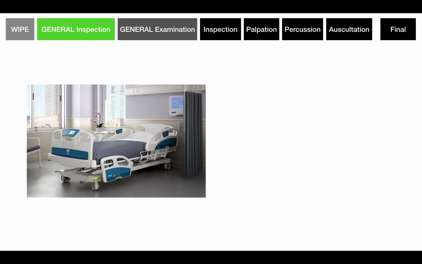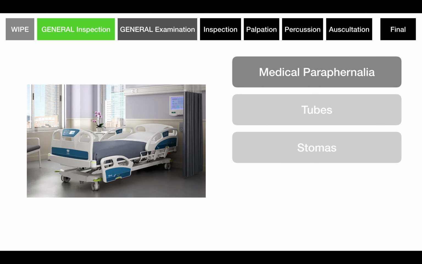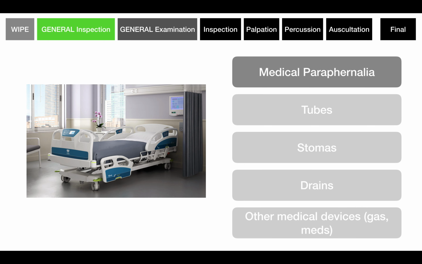Okay, so now we've done the patient-wide thing. So now we're looking for medical paraphernalia. And I've listed a few here, so any kinds of tubes or stomas, any kinds of drains or other medical devices that you might see, including the gas and air, the meds, these different kinds of things.